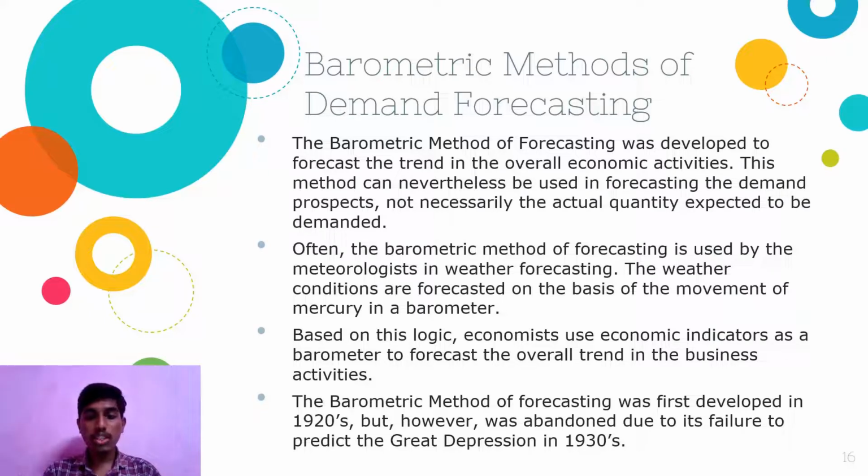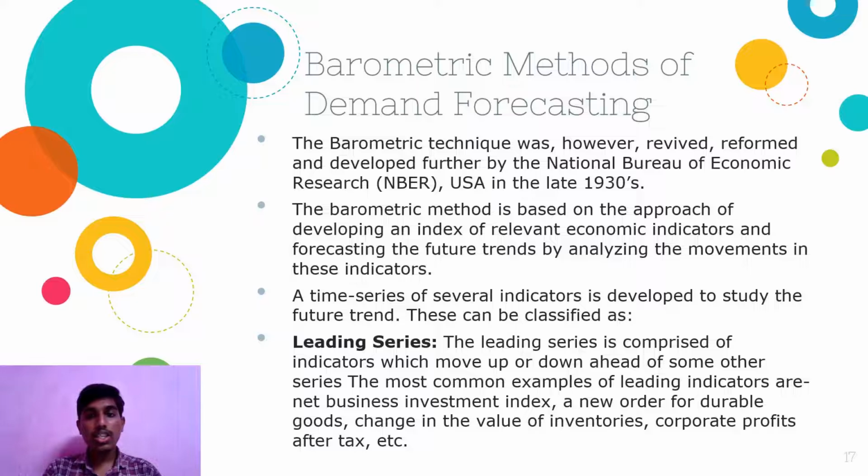Based on this logic, economists use economic indicators as a barometer to forecast the overall trends in the business activities. The barometric method of forecasting was developed in the 1920s, but was abandoned due to its failure to predict the Great Depression in the 1930s. The barometric technique was, however, revived, reformed, and developed further by the National Bureau of Economic Research (NBER) USA in the late 1930s.